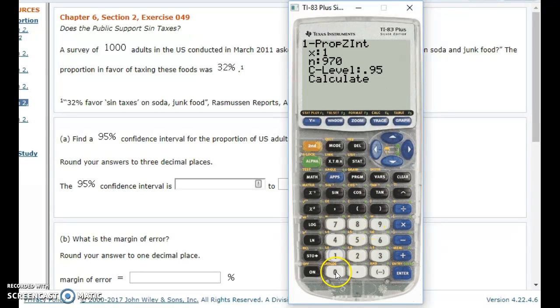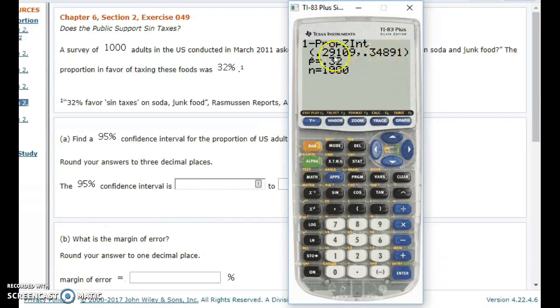Now this one's easy. 1,000 times 0.32. 320. So 1,000, and we want 95% confidence interval. And here we go. Now, how do you find a margin of error?